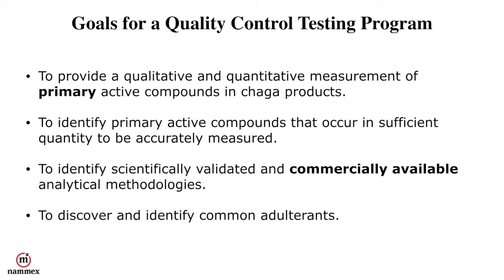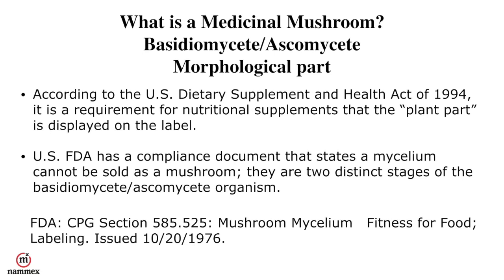Now, the goals for this program are to provide a qualitative and quantitative measurement of primary active compounds in chaga products, and also that these compounds must occur in sufficient quantity to be accurately measured. So we're going to discover scientifically validated and commercially available analytical methodologies. The other thing that we're going to do is discover and identify common adulterants.